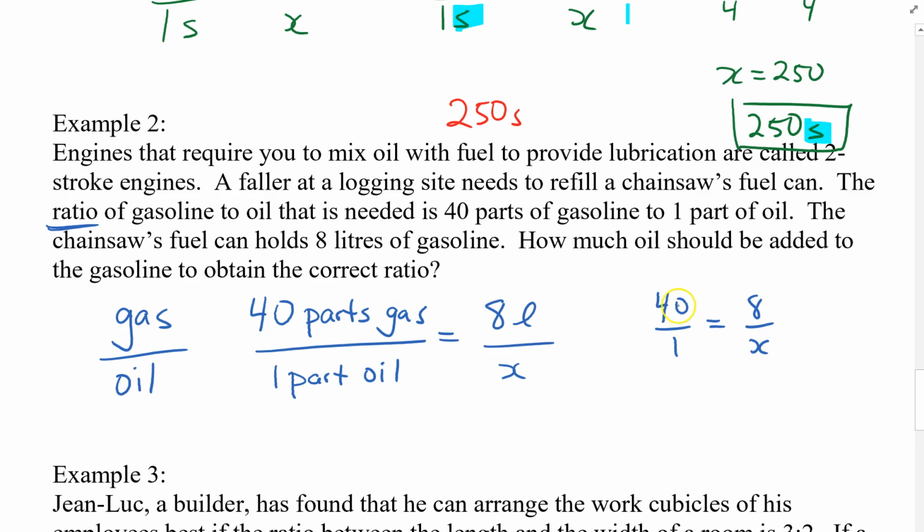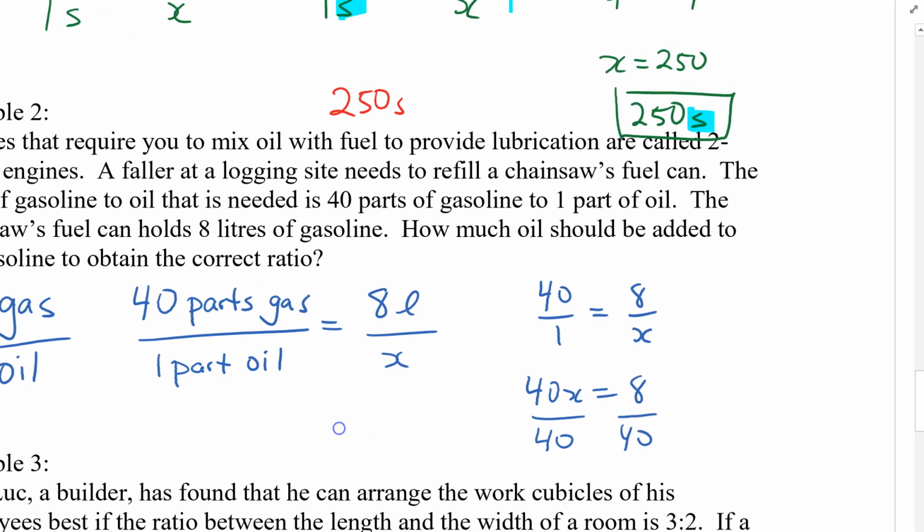Okay, well, let's do the algebraic method. 40 times x is 40x is equal to 8. We're going to have to divide both sides by 40. So I probably would use my calculator for that. What is that? That's 2 over 10, so that's 0.2. So I'm going to say x is equal to 0.2 liters.